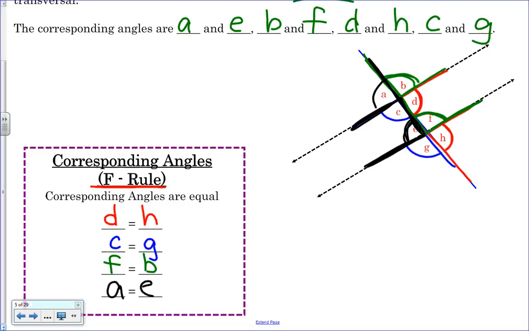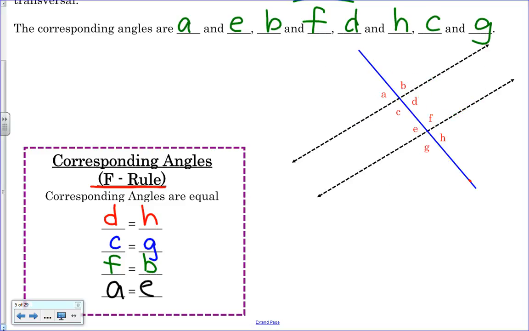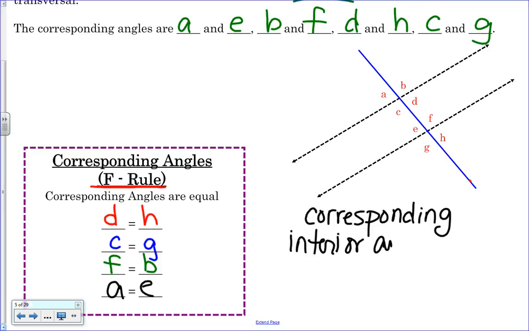Okay? So again, what's the point of doing all this? The questions we're going to be getting are ones where you're going to have to apply all of these rules in order to solve for these missing angles. One other observation that I just want to make a note of, this isn't in your notes, so you might want to write this down: corresponding interior angles are supplementary.